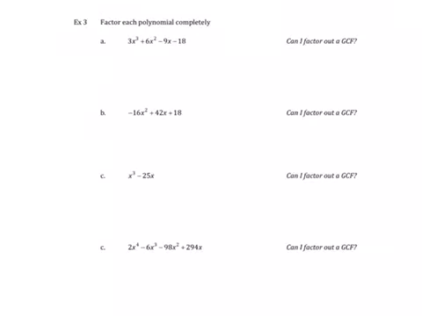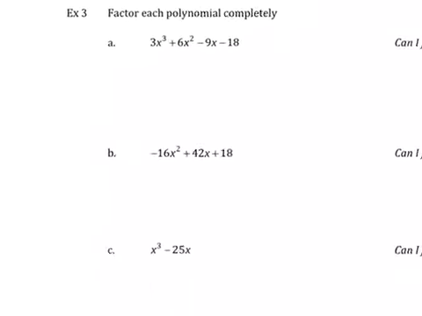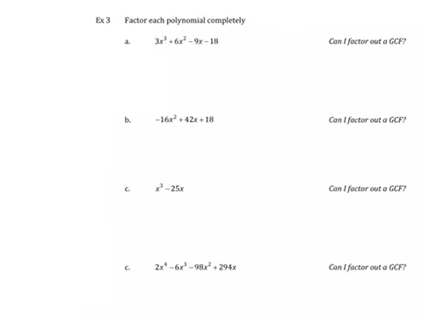All right, so let's go over a few more difficult examples of completely factoring polynomials. Let's look at the first one. 3x to the third plus 6x squared minus 9x minus 18. All right, let's see if I can factor out a GCF. Well, one of the first things I notice is that I can take a 3 out of all of these terms. So I'm going to do that.